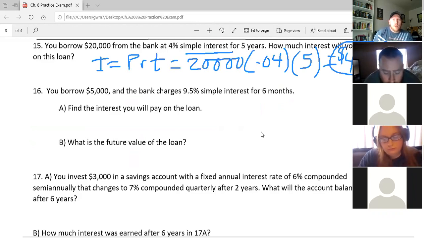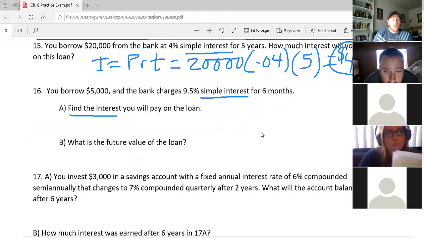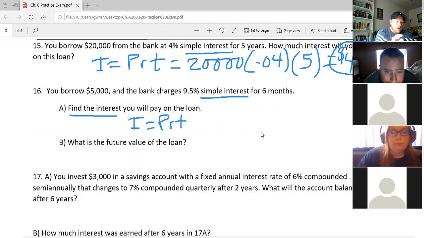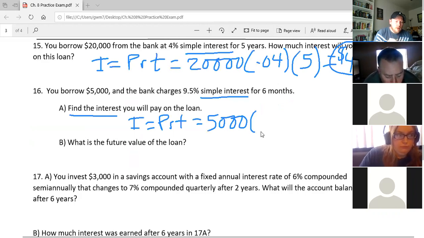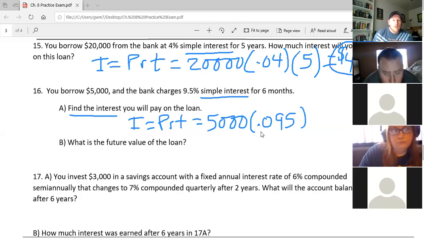Number 16 is also a simple interest formula question. And A asks us to find the interest. So it's going to be the same formula here. Principal is $5,000. The rate this time is 9.5, which I changed to a decimal. And then the time is 6 months. But the time and the rate are now not matching up.